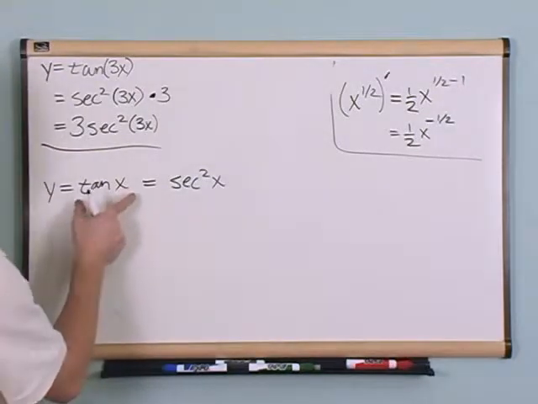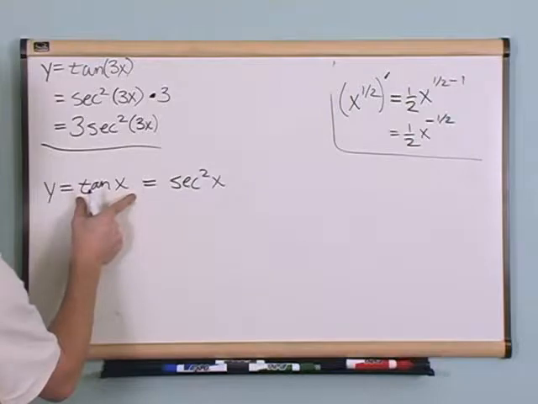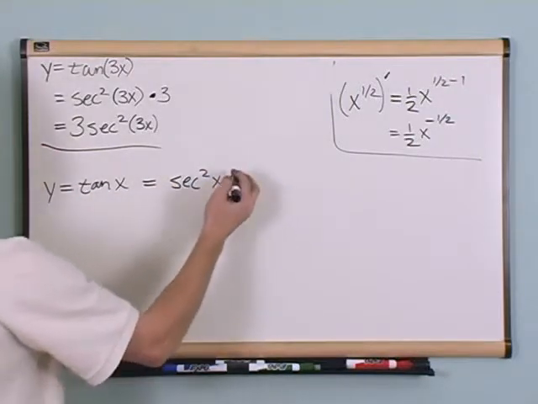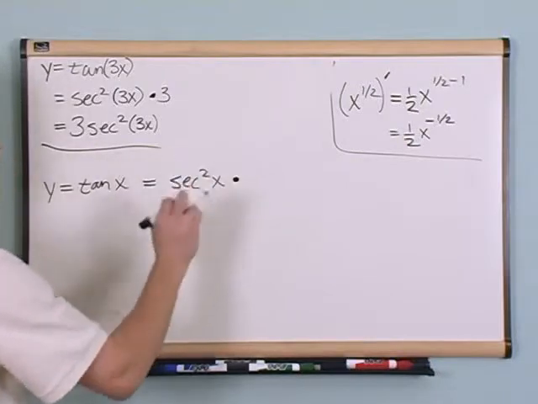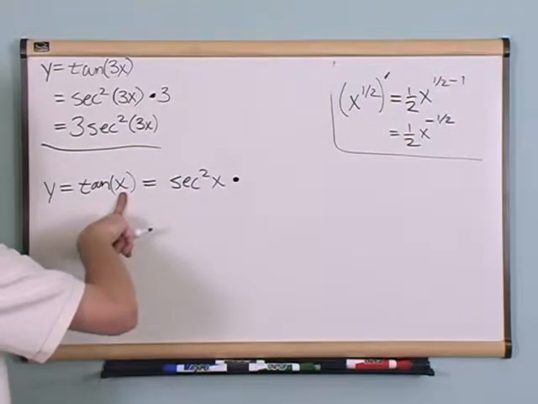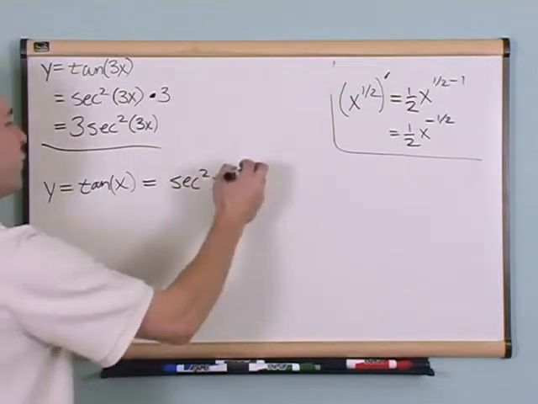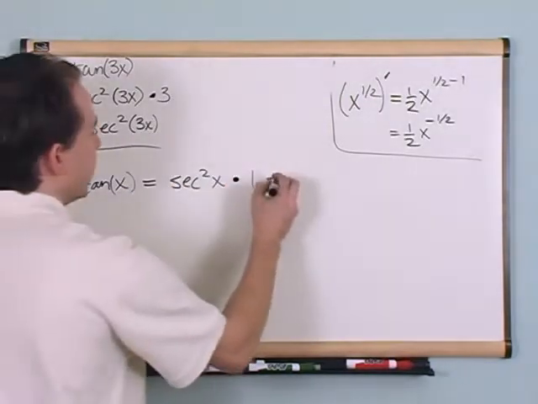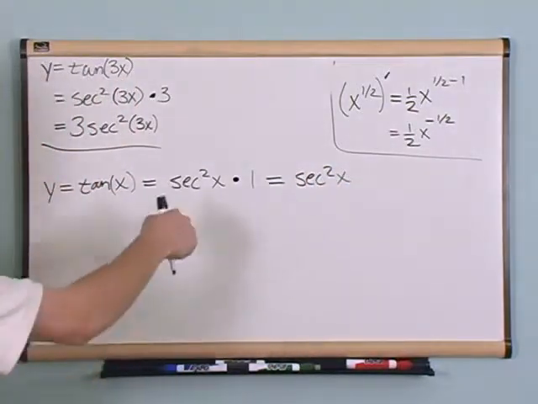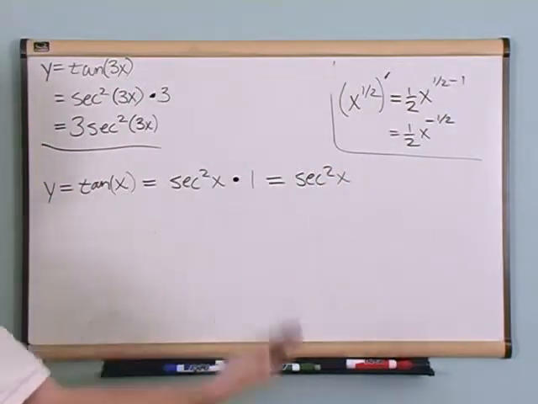Because when you think about it, the big picture function is tangent of x. So I'd put that down and I say, okay, it's secant squared of x. But then I've got to, in the general sense, multiply by the derivative of the inside. The inside is simply x. The derivative of x is 1. So in the end, you have secant squared of x. So you see, you've been multiplying by the derivative of the inside the whole entire time.